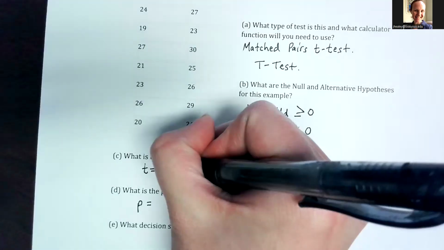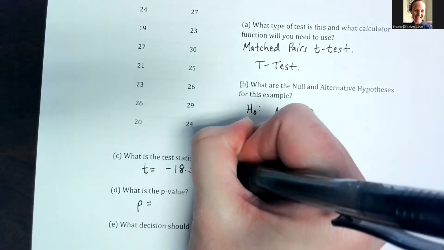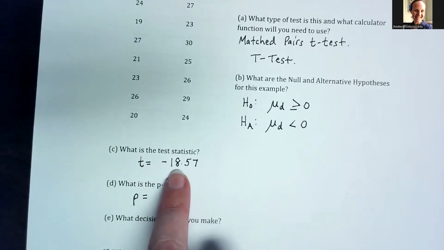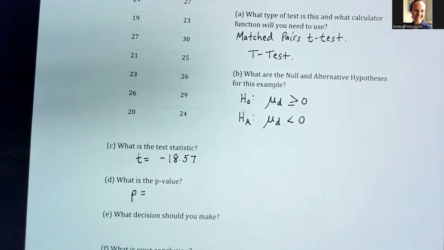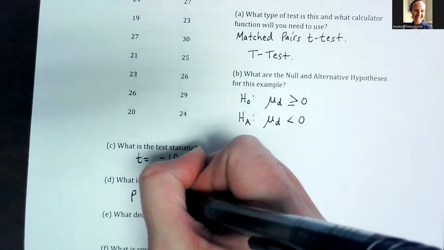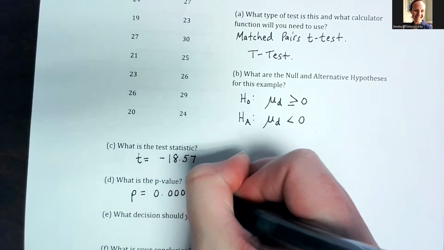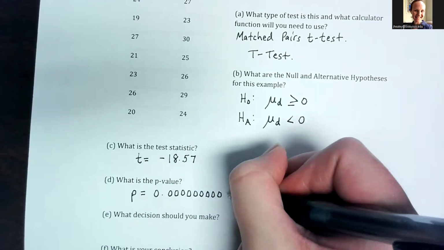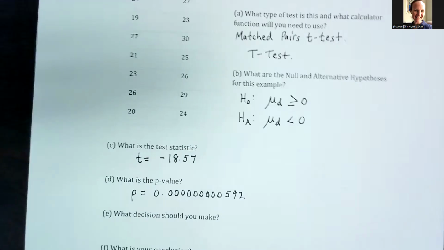So our test statistic, negative 18.57. Remember, the t's are very much like z-values, and we said any z-value that's more than 3 is huge. So a t-value of negative 18, that makes sense as to why we're going to get such a tiny p-value. So literally, this is going to be 9 zeros before I can go ahead and put that 592 in for those other numbers.